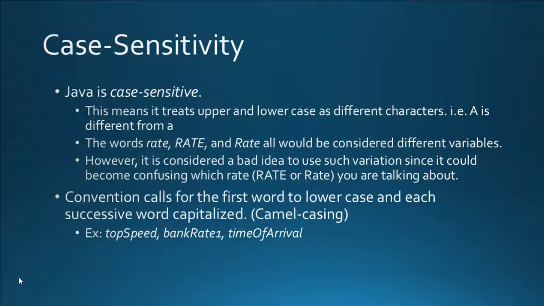All right? Just think about how a camel is. You got humps in the middle. It's the same idea here. All right? So topSpeed, the S is the hump of the camel. bankRate1, the R is the hump of the camel. timeOfArrival, oh, that's a two-hump camel. You got of and arrival. That's just the rules that we generally follow.